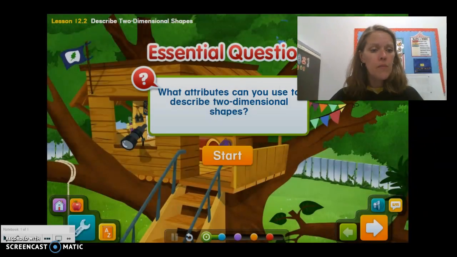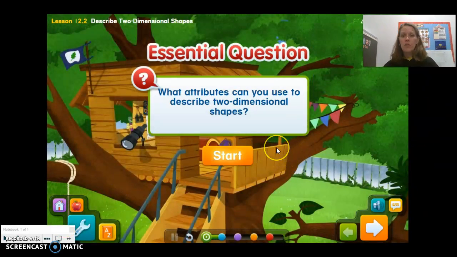We're first going to watch a little video that goes along with it and discuss some of this stuff here. So let's get to it. Today we're going to be talking about our two-dimensional shapes again. You also have that little blue envelope with some of those shapes in it. You're going to be using those today also.